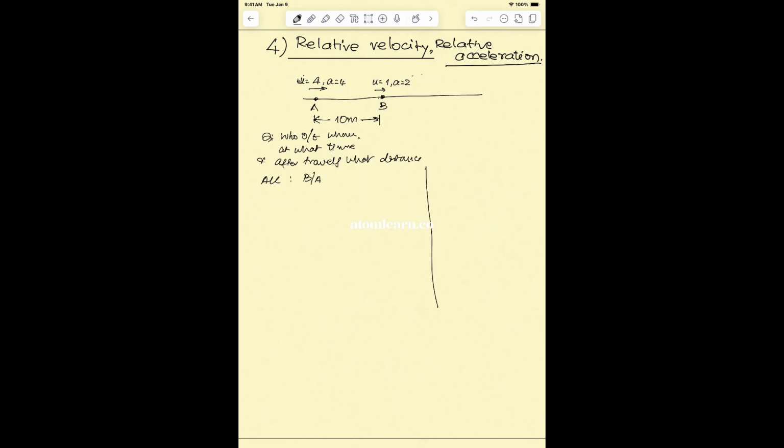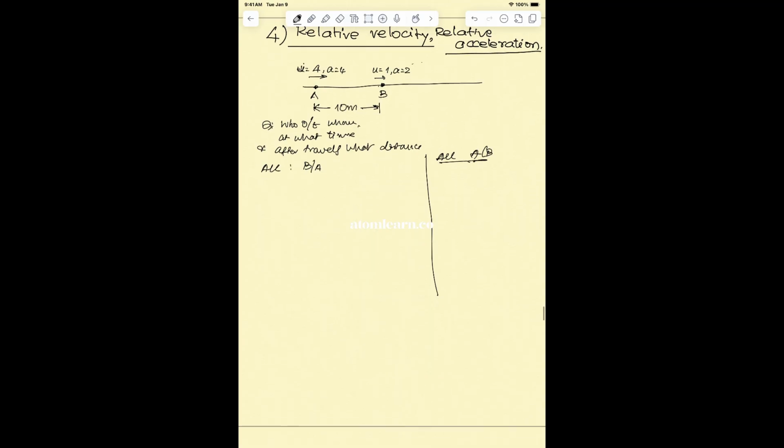Now the same thing applies to the other alternative, with reference to A related to B also. Let me also work it out side by side. First, let's take all calculations as B relative to A. What is meant by relative is that if you're talking about relative to A, we want to keep A at rest.